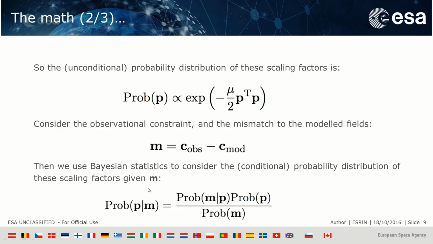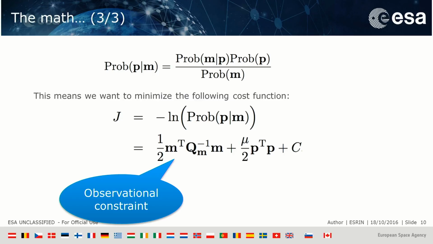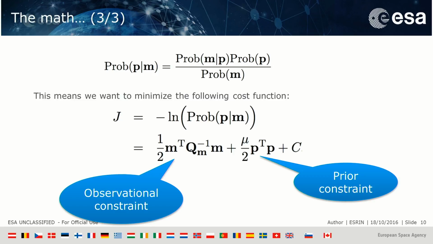And then what we really want to do is use the probability. This is a conditional probability distribution. So that means what's the probability expectation value of P given this mismatch. So this gives us then what our cost function looks like. I'm not going into how we minimize it because I think we're going to learn about that better. But essentially the first term is the observational constraint. This is where your mismatches are. And the second term is your prior constraint. This is where you're putting in the knowledge of what you think it's going to look like.